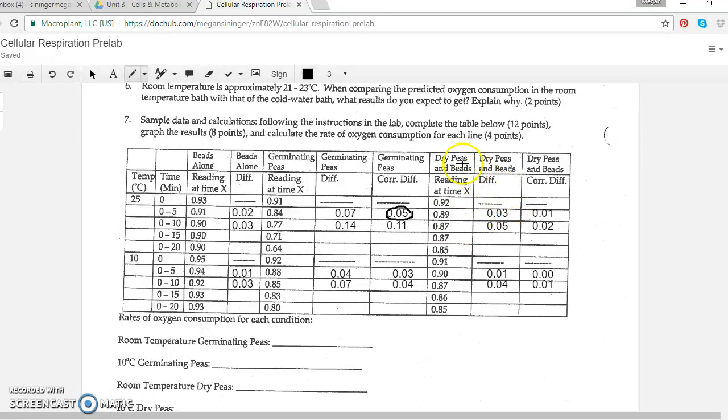Okay, so now if I do the same thing for dried peas and beads, you get 0.92 minus 0.89 gets you 0.03. But remember, I have to go back to the control. So 0.03 minus 0.02 will get me in the end a corrected difference of 0.01. Okay, and then this is the number you're going to graph.